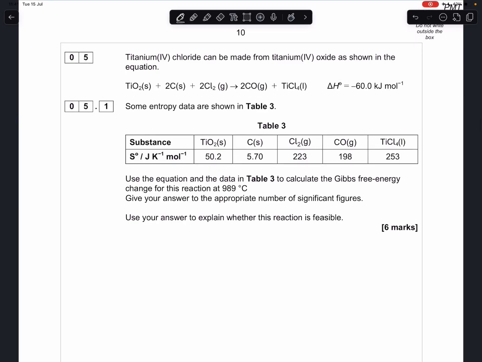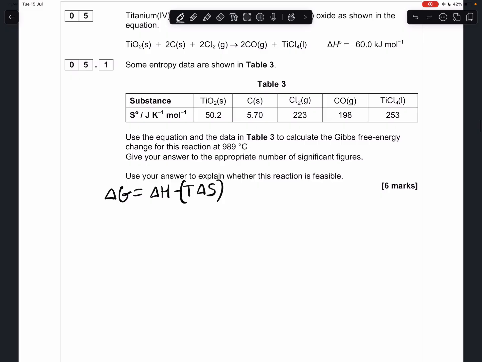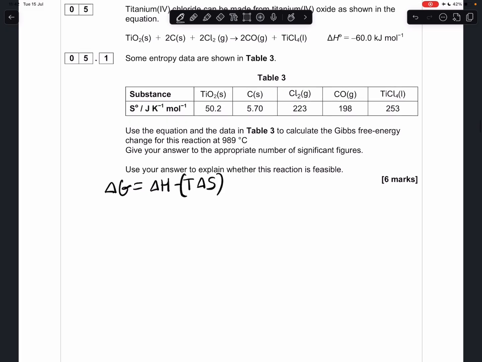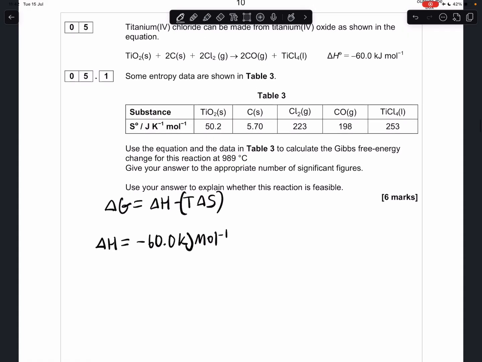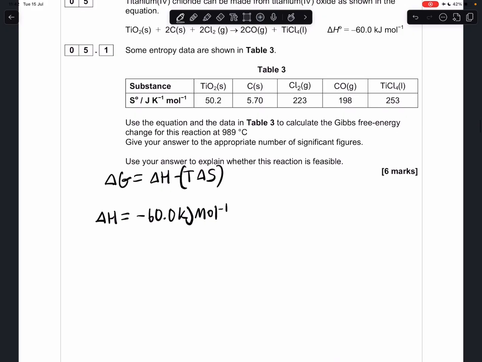So, first of all, let's write out the equation that we're going to be using, which is delta G equals delta H minus T delta S. And I'd like to put this in brackets. So, let's look at what we've got. So we've got delta H, and what else have we got? So we've been given all this entropy data, so we're going to need to use that to calculate delta S.